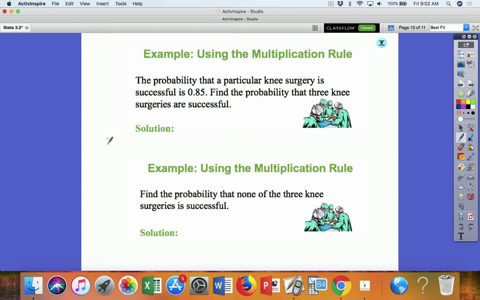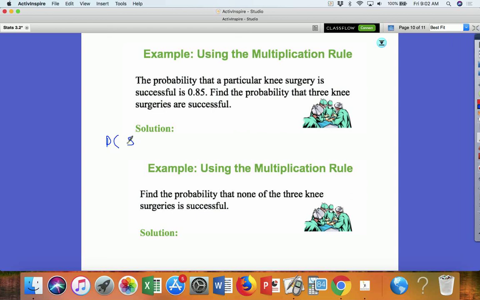So write this down. Probability that the first one is successful and the second one is successful. Isn't that kind of what we're talking about? We want the first one successful, and we want the second one successful, and we want the third one successful.